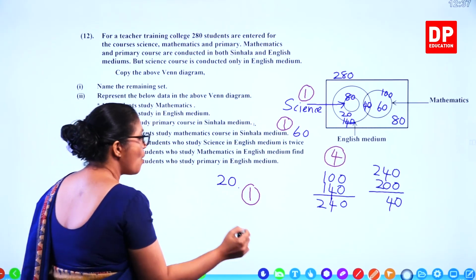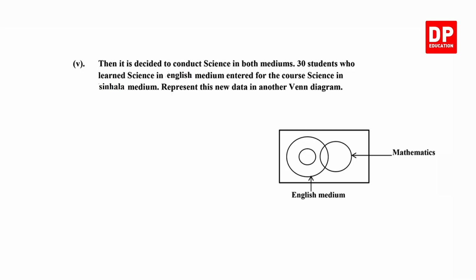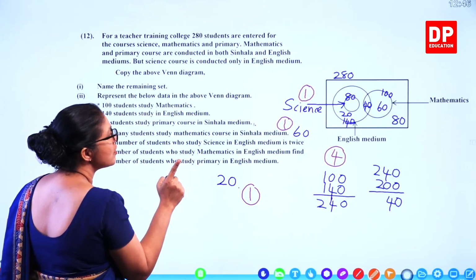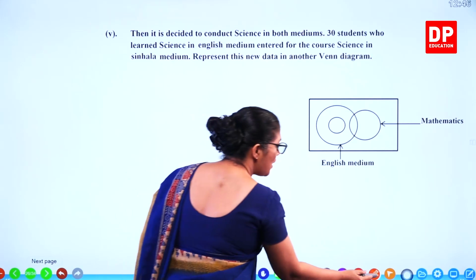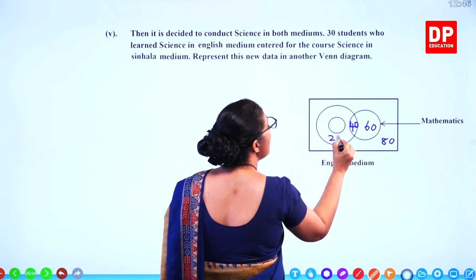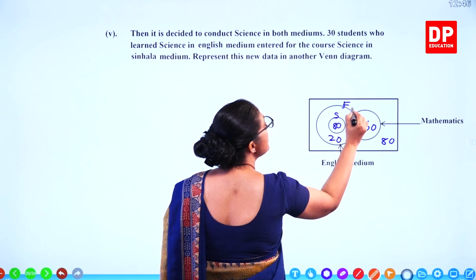So now we'll take the next part. Then it is decided to conduct science in both mediums. 30 students who learned science in English medium entered for the course science in Sinhala medium. Represent this new data in another Venn diagram. So first we need to have an idea about the numbers. So we'll write down the numbers 80, 60, 40, 20, and this was 80, and this was science, English medium, mathematics.